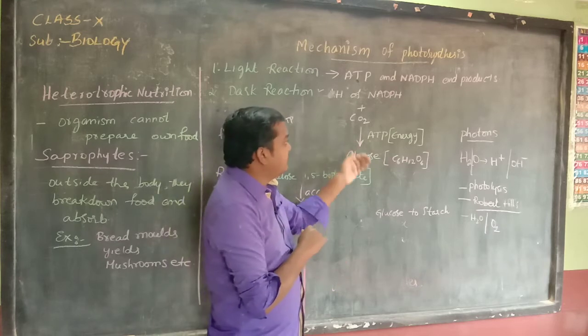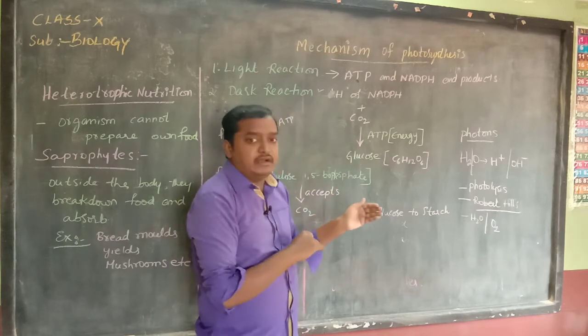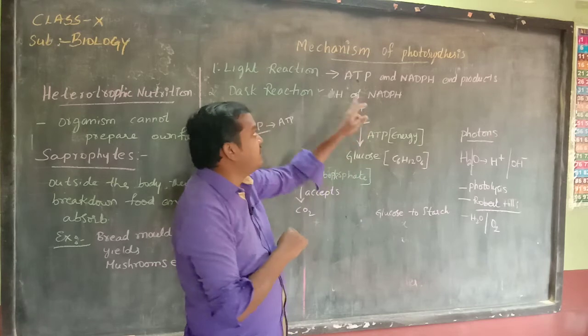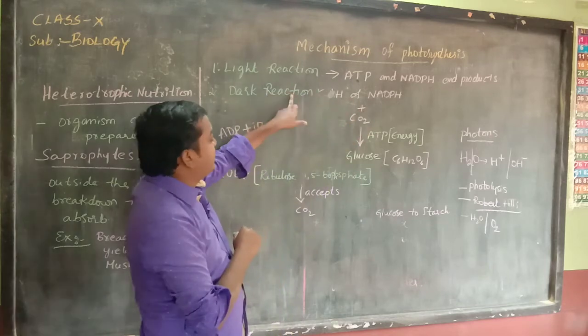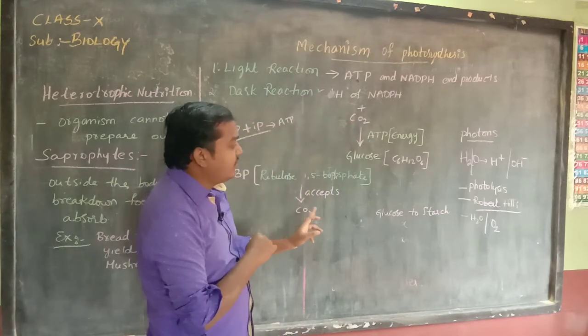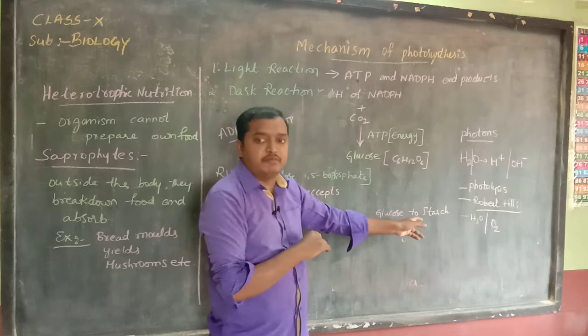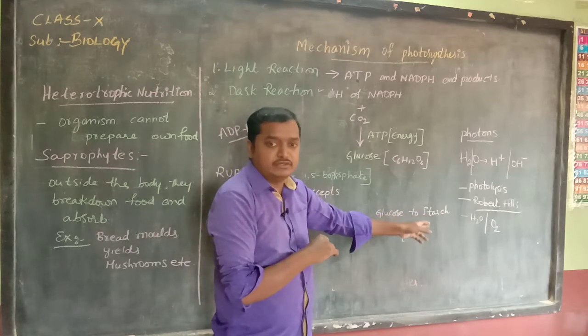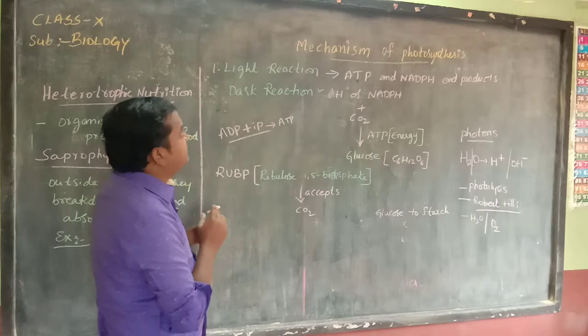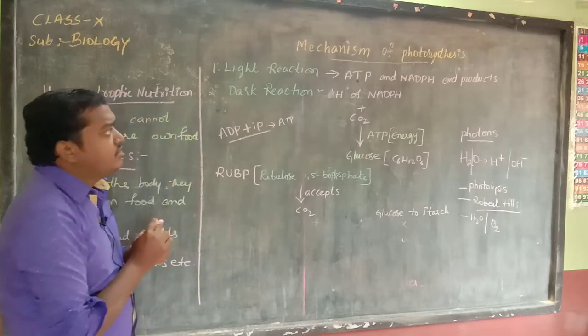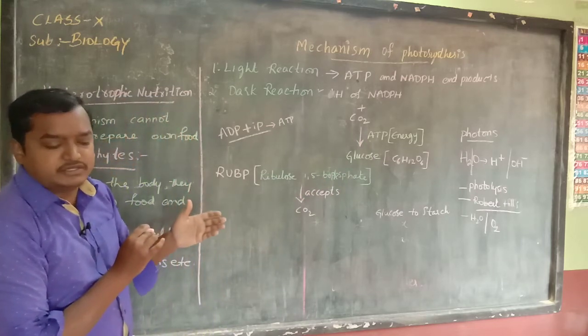Okay, so like this, at last, after completion of the two major steps, light reaction and dark reaction, glucose is formed. Later on it is stored in the form of starch. So this is a very important answer: light reaction and dark reaction. You can include all these points.